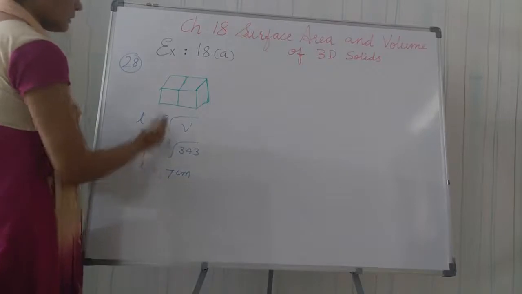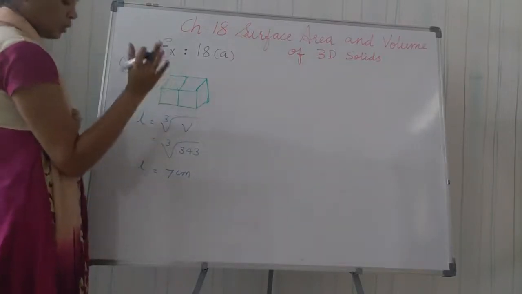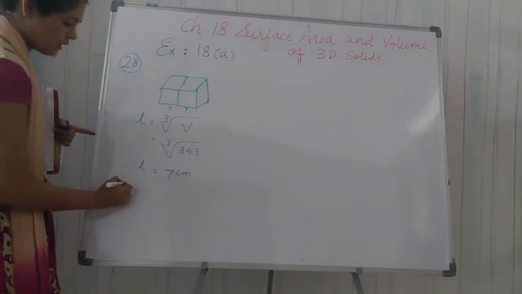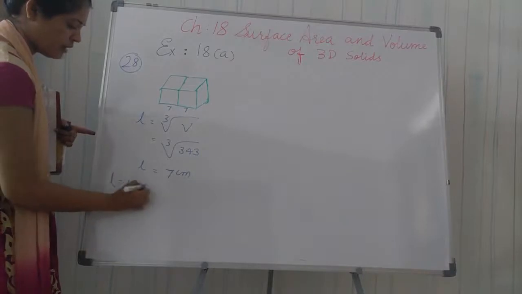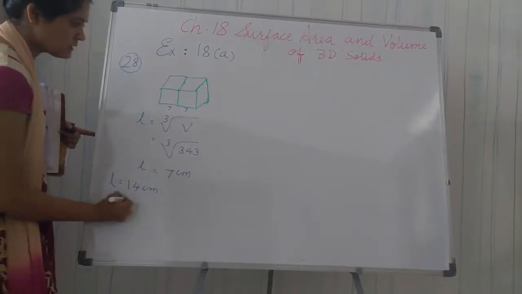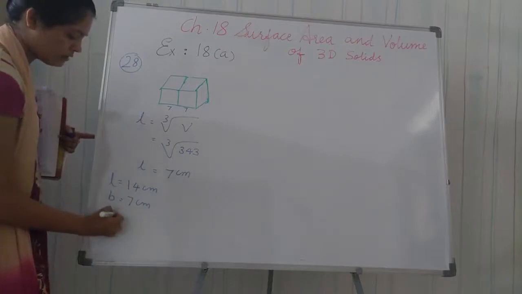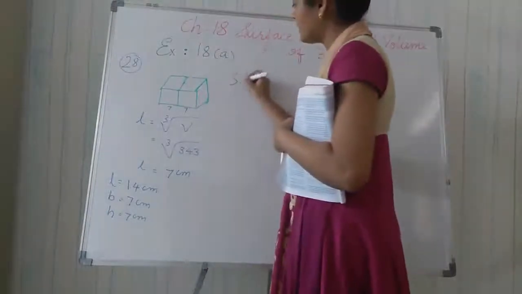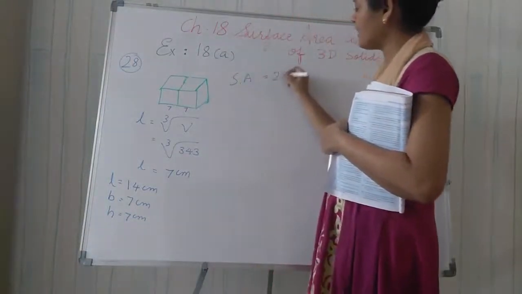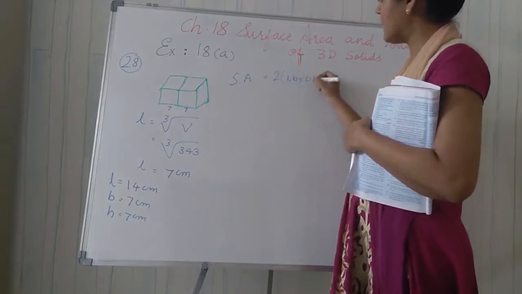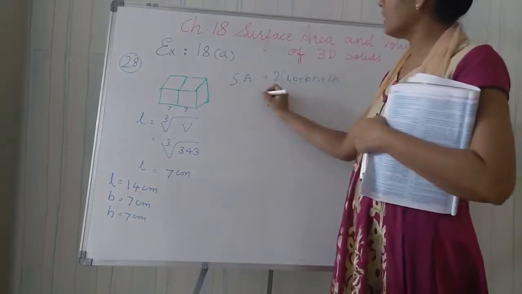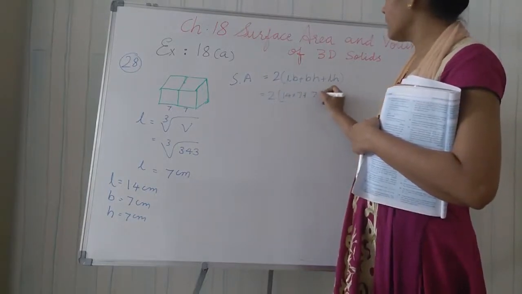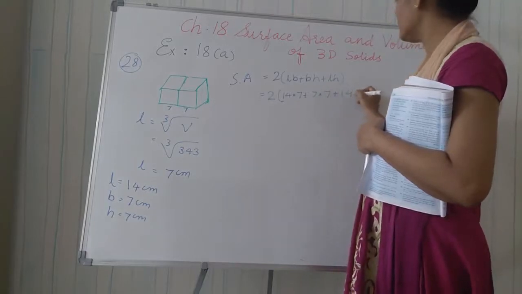And now the resulting cuboid we found by joining two cubes. So this is the length 7 and 7, so the total length will become 14. So length of cuboid is 14 centimeter. Breadth is the same, 7, and height also remains 7 centimeters. We want to find the surface area. So surface area is equal to twice LB plus BH plus LH. Taking 2, length is 14 into 7 plus 7 into 7 and 14 into 7.